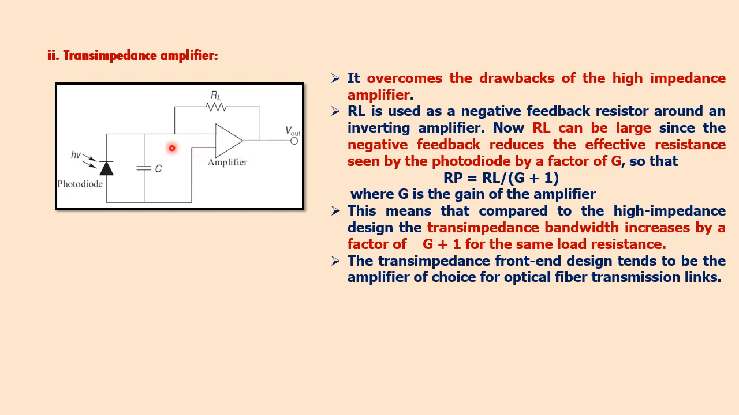Therefore the trans-impedance front end design tends to be the amplifier of choice for optical fiber transmission links when compared to the high impedance amplifier. So this is about the front end amplifier that will be used in the optical receiver circuit.